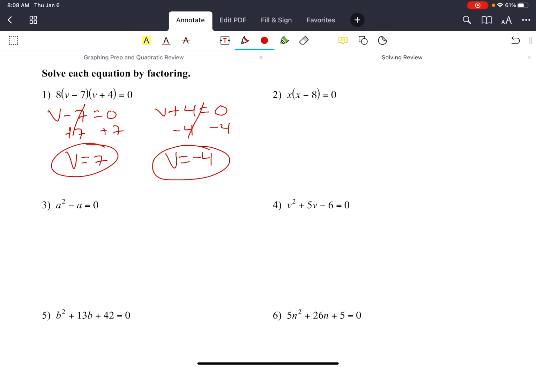No, that's a good guess. That's my first instinct because if I see something in front of parentheses, I want to distribute. But that would be making it further away from factored form when it's already in factored form. So I'm ready to deal with this solve word right here. Good. So I take each piece and I make it equal 0.